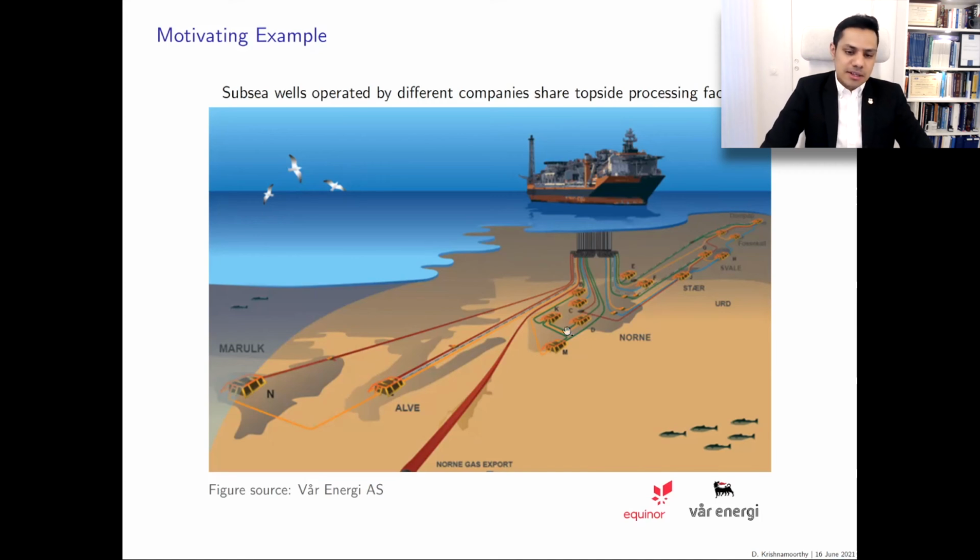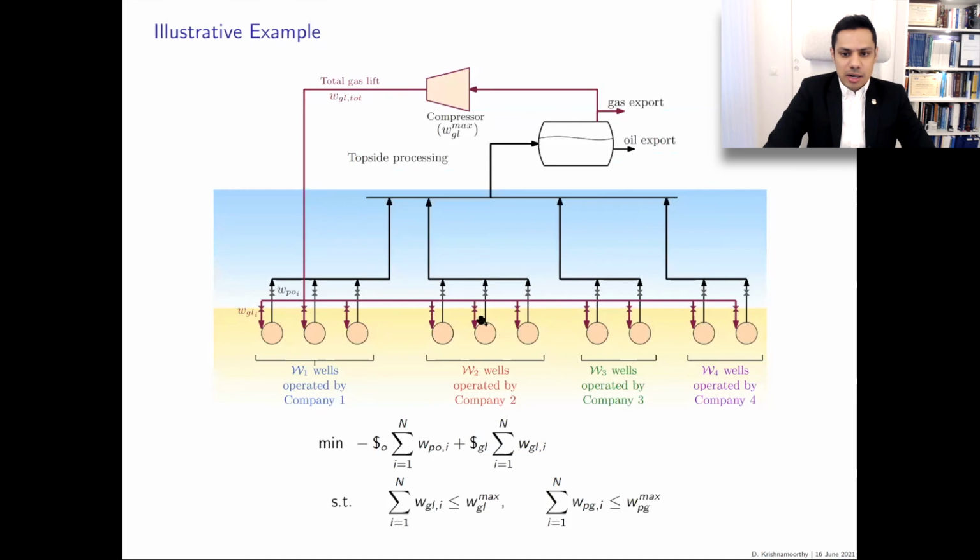So inspired by this real life example, we now consider an example where there are 10 gas lifted subsea wells, and we assume that these are operated by 4 different companies. So we group these wells into 3 wells that are operated by company 1. These set of 3 wells are operated by company 2. These 2 wells are operated by company 3, and these last 2 wells are operated by company 4. So these wells, they all share the same topside processing facilities, which couples these different subsystems together.